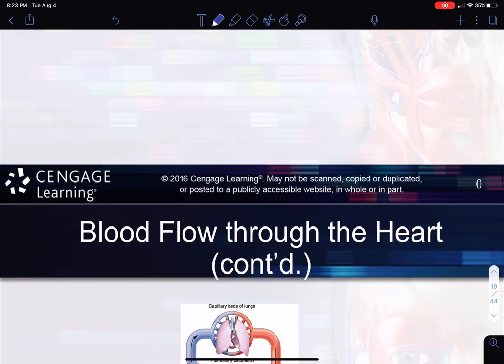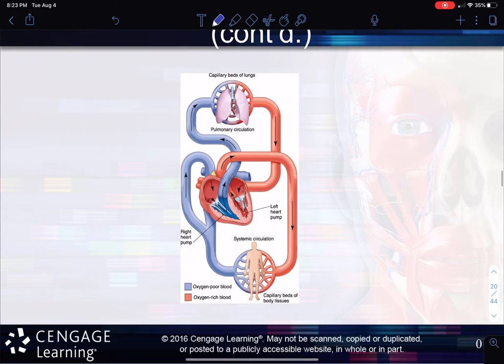And we already mentioned this. And here's a nice picture. So here's our lungs. Here's our heart. And here we have blood coming in from the superior vena cava, and the inferior vena cava, and then the coronary sinus, which is on the posterior aspect of the heart.